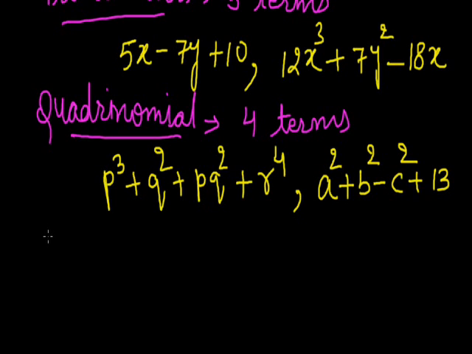And if an algebraic expression has more than 4 terms, it is known as an expression of 5, 6 or more terms. After knowing about types of algebraic expressions, let us know about some more terms which are related to algebraic expressions, and the first one is factors.